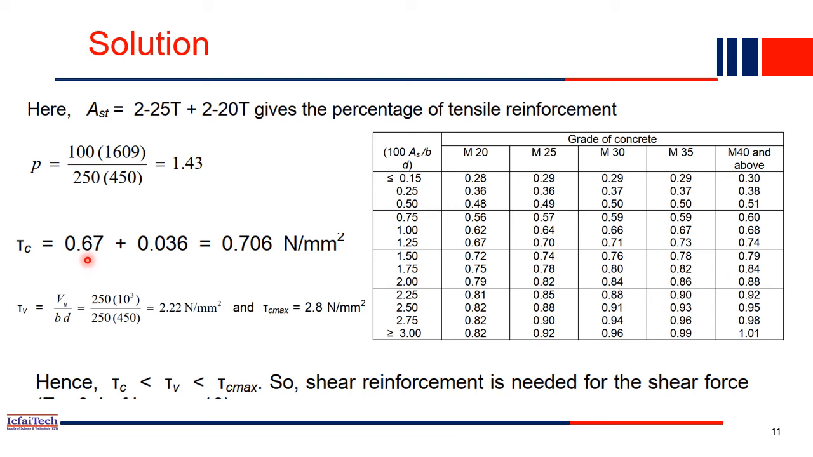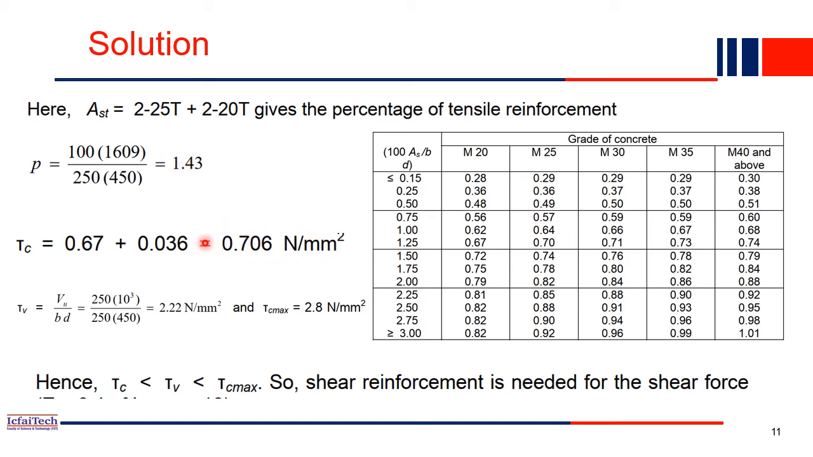How to do this interpolation? 0.67 is for 1.25, plus you add the interpolated part, and you will get ultimately 0.706. So if you interpolate these two values, 0.67 and 0.72, you will get 0.706 Newton per mm square. So this is our tau c. Tau c means that much shear stress will be taken care of by the beam's concrete as well as the longitudinal reinforcement, whatever you provided.